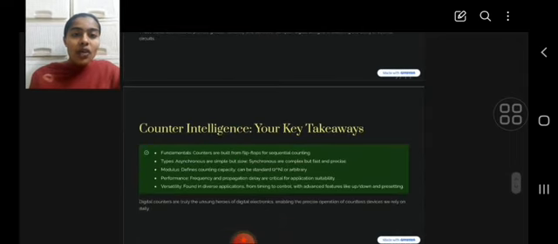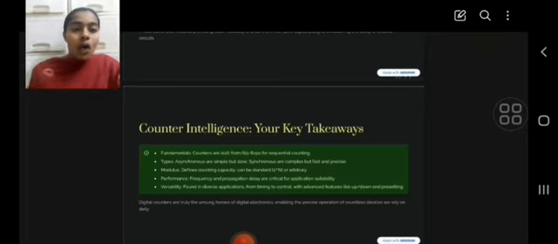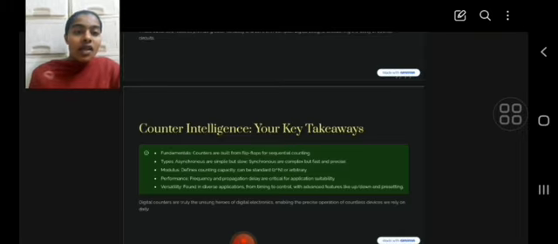The last slide is the counter summary. Fundamental counters are built from flip-flops for sequential counting. Types: asynchronous are simple but slow, synchronous are complex but faster and precise. Modulus defines counting capacity and can be standard 2 power n. Performance: frequency and propagation delay are critical for timing and control applications, along with advanced features like up and down and presetting.